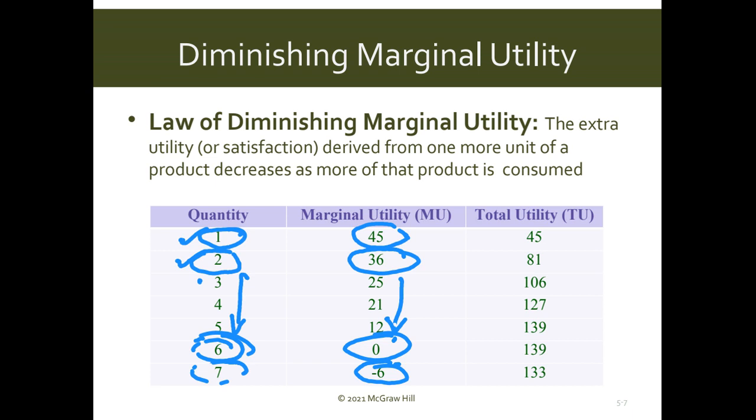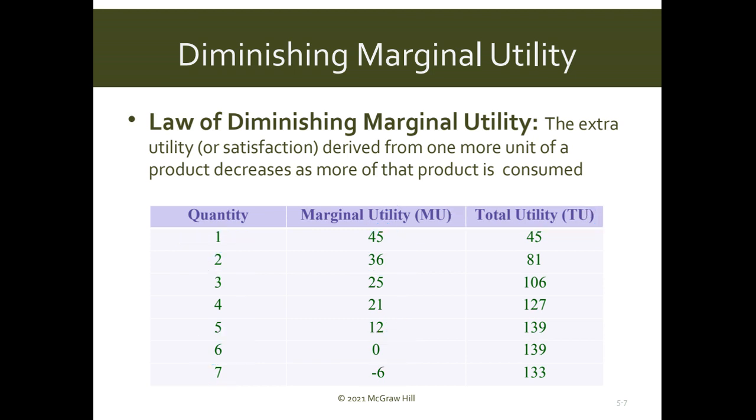I told you in the very beginning of the chapter that you can calculate total utility by using marginal utility. How? By simply adding. So let me erase these markings and then show you. So see, when you eat the first strawberry, your total utility is 45. When you eat not the second unit, but two strawberries in total.